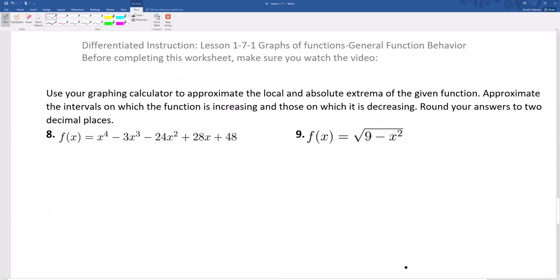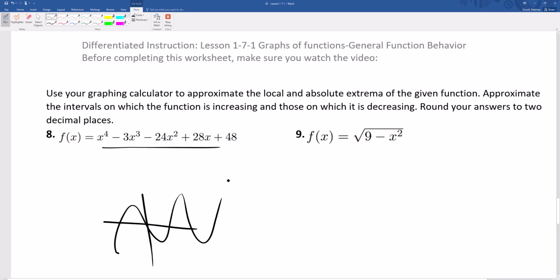Now for this one, it says use your graphing calculator to approximate the local, you have to look at Desmos. So you're going to plug this into Desmos, and your graph is going to do something like that, right? And you're going to look for the absolute maximums, absolute minimums. You're going to look at the local maximums, local minimums. That's what extrema means, right? Extrema means the max and mins. And then you're also going to look at the intervals of increasing or decreasing. So, right, this is increasing, this is decreasing, increasing, decreasing. Those are the things that you're going to look at.